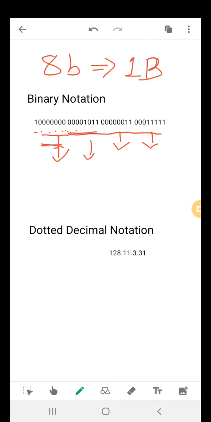Another representation is dotted decimal notation, in which every byte is represented in the form of a decimal. Like if we convert this first byte, that is 1 and 7 times 0, then the value will be 128 in decimal. Similarly, if we convert the second 8 bits into decimal form, we will get 11. Now the third byte, if we convert, we will get its value as 3, and the fourth byte, if we convert, we will get its value as 31.